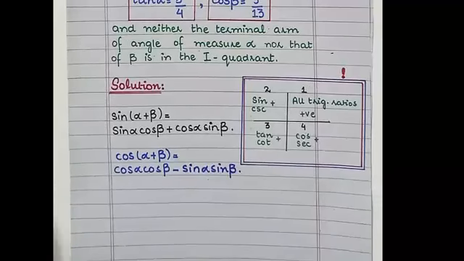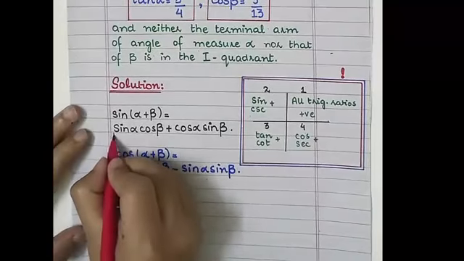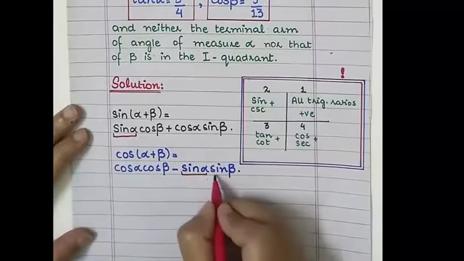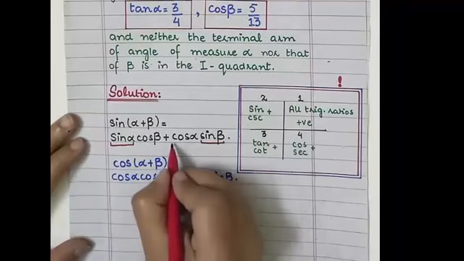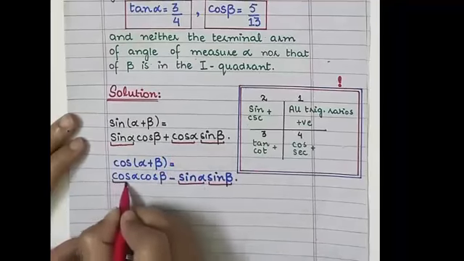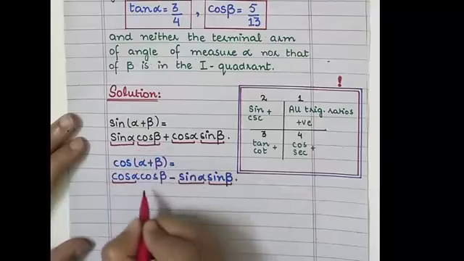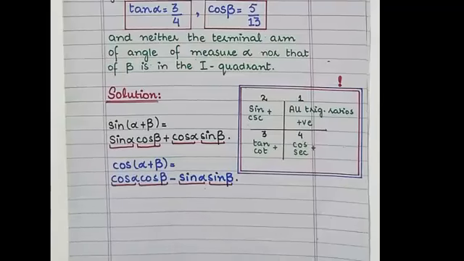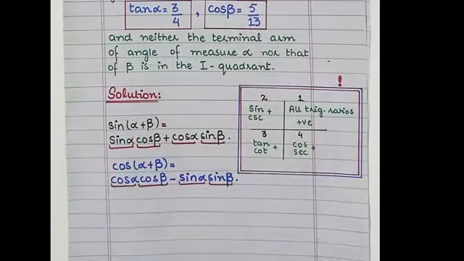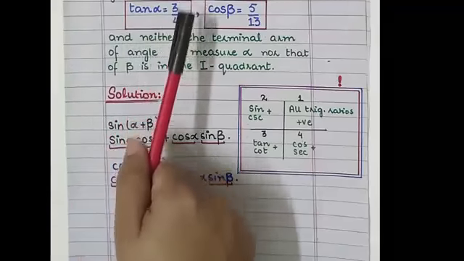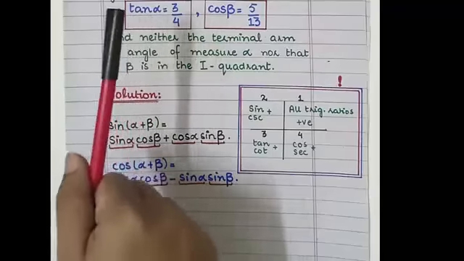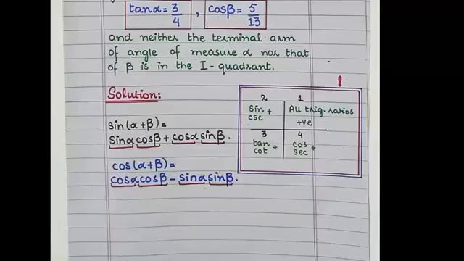So from here we infer that we have to find four values. The first is sin alpha, the second is sin beta, the third is cos alpha, and the fourth is cos beta. So we will find these four values with the help of these two values. First we will take tan alpha, which is equal to 3 over 4, and from here we will find the value of sin alpha and cos alpha. So let's see how we will do it.